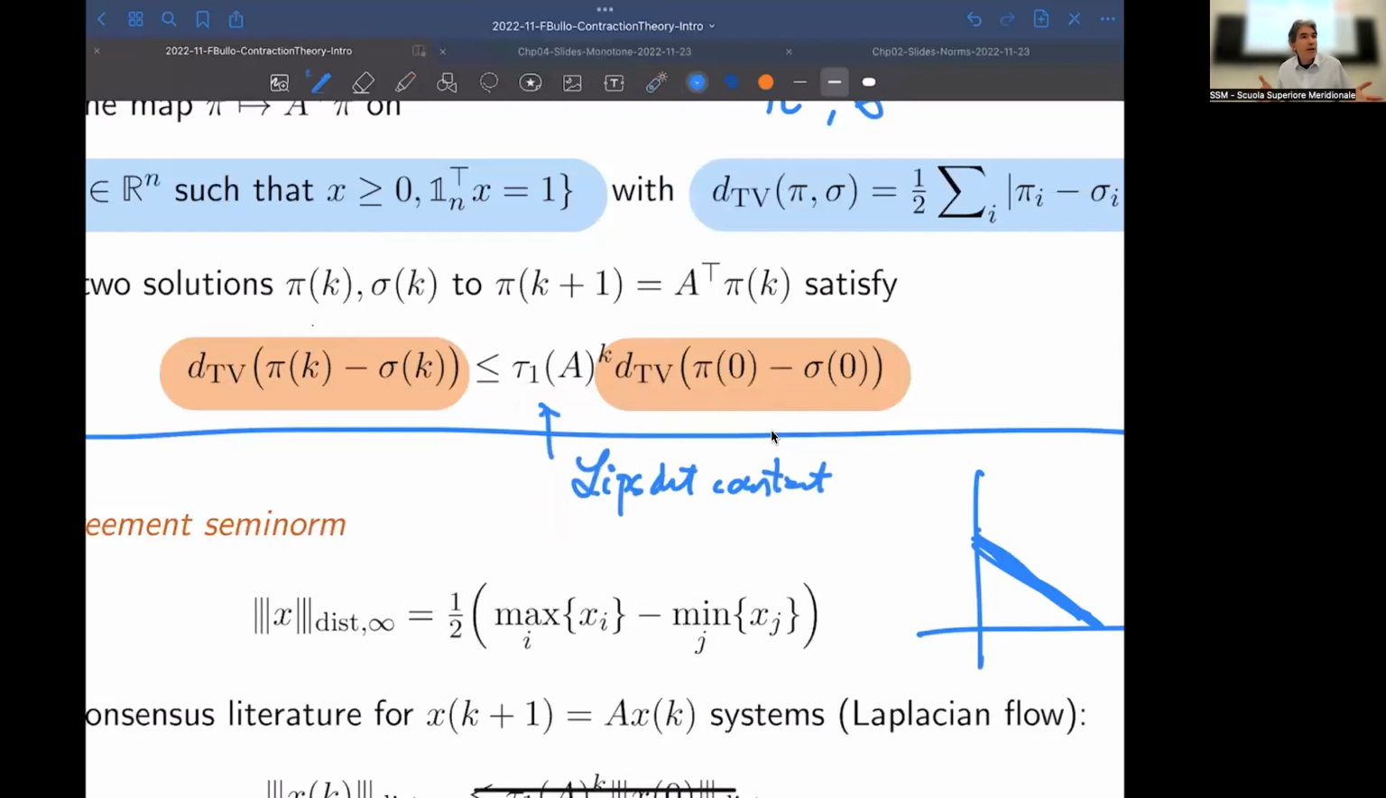Because with respect to that metric, I have a map, my map is the A transpose map. You give me pi or sigma, A transpose pi is the new pi. So that ergodic coefficient is a Lipschitz constant. And guess what? I am going to hope that it's less than 1. Because if it is less than 1, I'm going to get a discrete time contraction, right? Which is exactly what you showed.